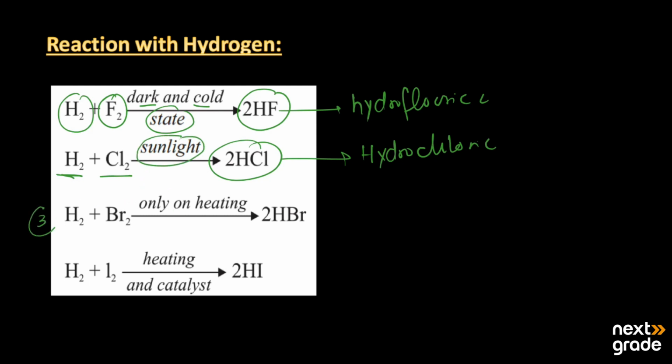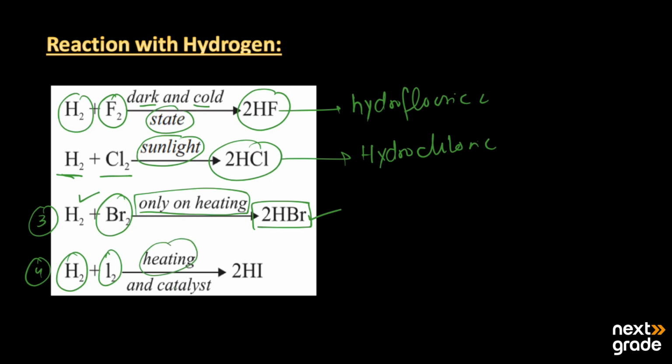The third halogen is bromine. It reacts with hydrogen only upon heating and produces HBr, hydrobromic acid. The fourth one is iodine. It reacts with hydrogen upon heating and in the presence of a catalyst and produces hydrogen iodide.